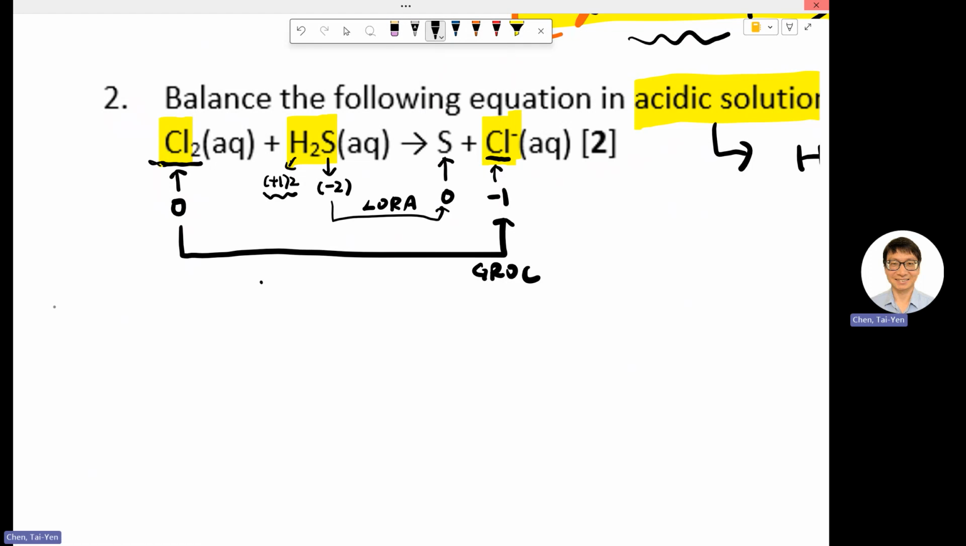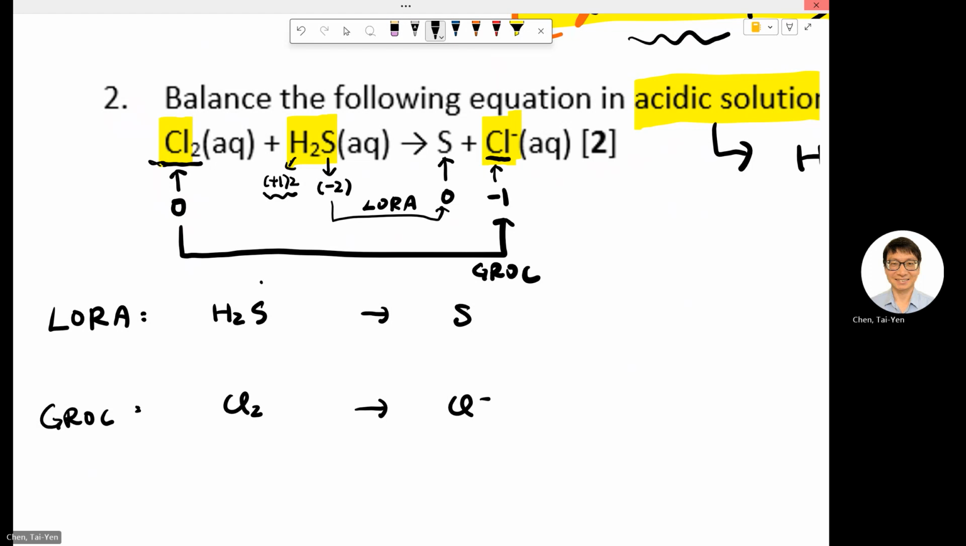Okay, so we can actually write it down. Your LoRa (oxidation) will be H2S becoming S. Your G rock (reduction) will start from Cl2 and become Cl minus. All right. That's our step number 1.